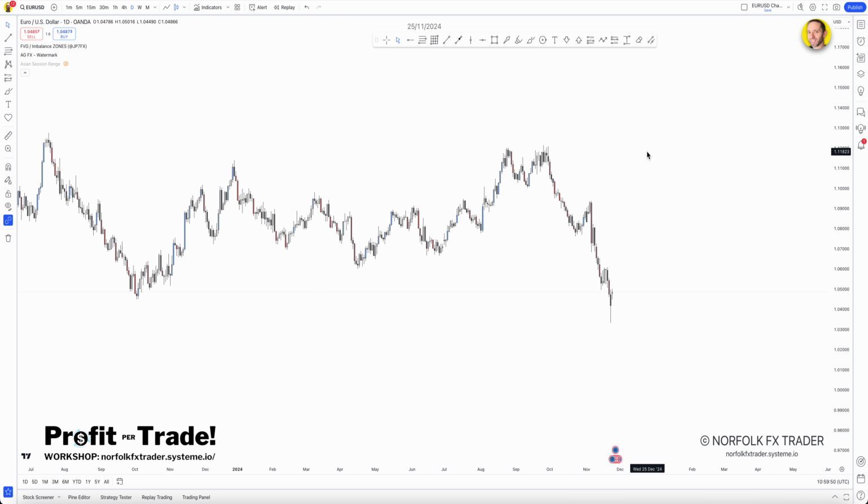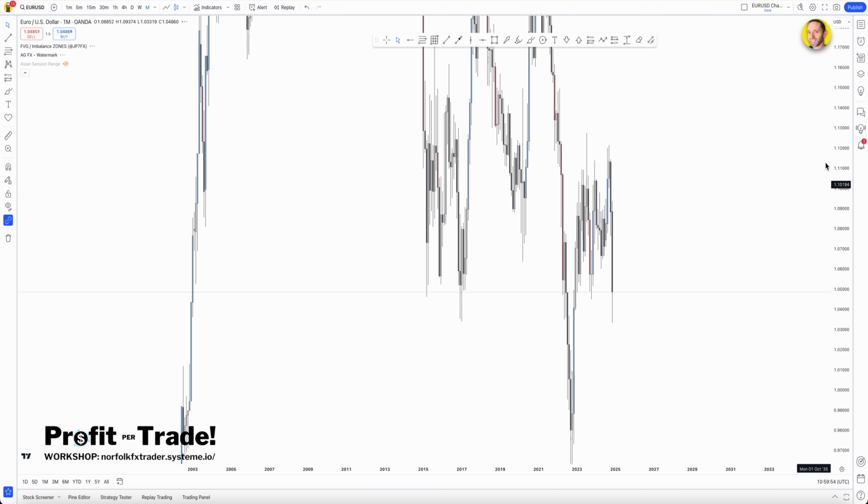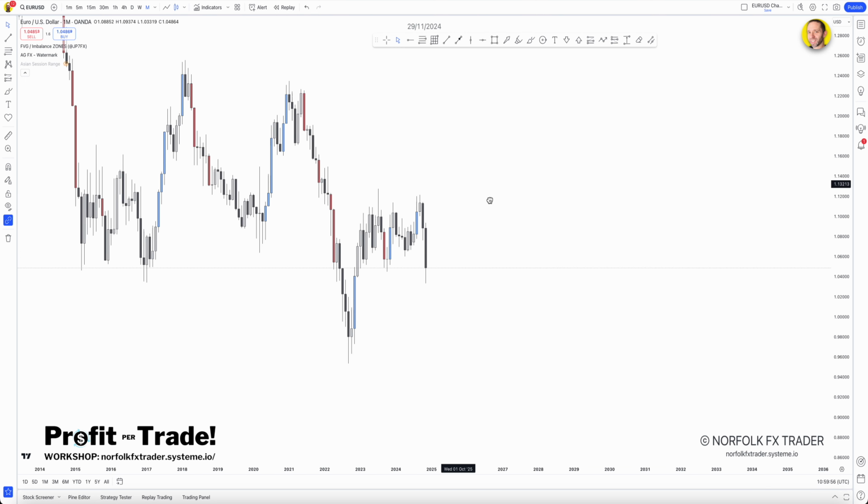It's going to be a long video, and let's start off with the monthly time frame. So I like to first look at my monthly time frame, marking up my structures.